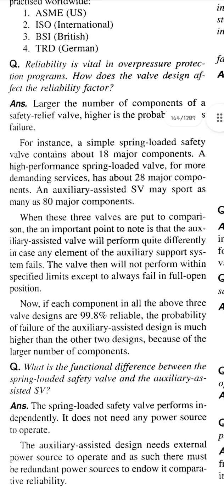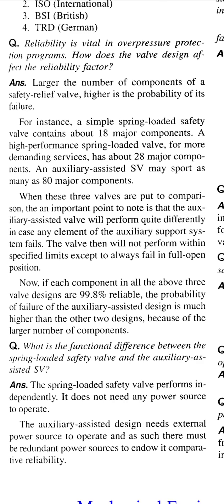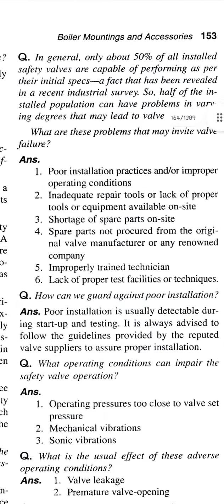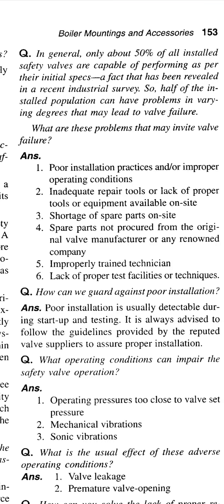Question: what is the functional difference between the spring-loaded safety valve and the auxiliary assisted safety valve? Answer: the spring-loaded safety valve performs independently, and does not need any power source to operate. The auxiliary assisted design needs an external power source to operate, and as such there must be redundant power sources to endow it with comparable reliability.